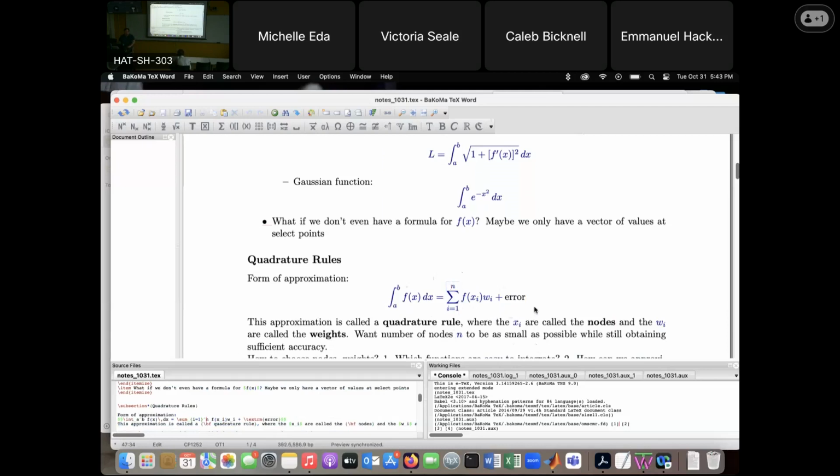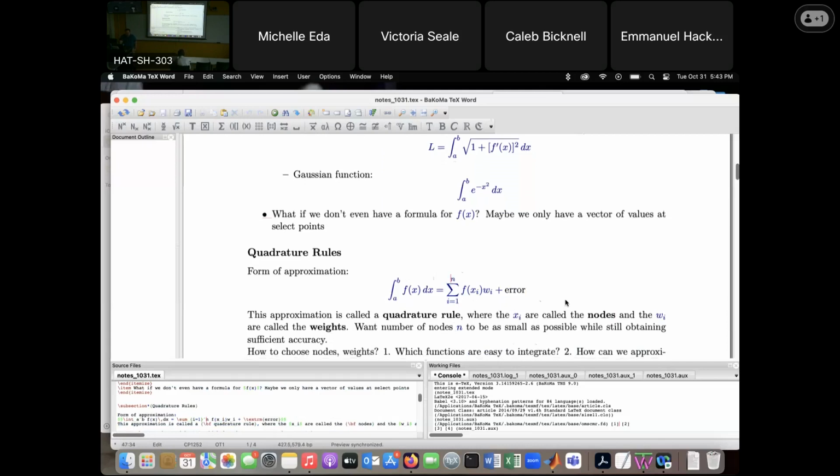So spoiler number 1, don't bother with a Riemann sum. It's literally the worst quadrature rule that I know.